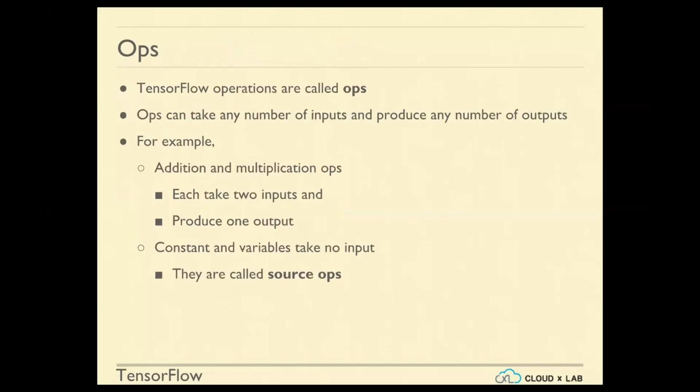Now, basically the TensorFlow operations are called ops. Ops can take any number of inputs and produce any number of outputs. For example, addition and multiplication ops each take two inputs and produce one output. Constants and variables take no input and give out one output. They're called source ops. Specifically, the leaves are source ops.